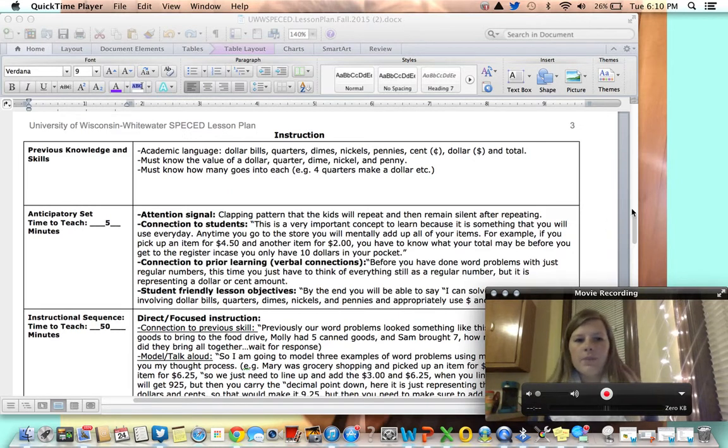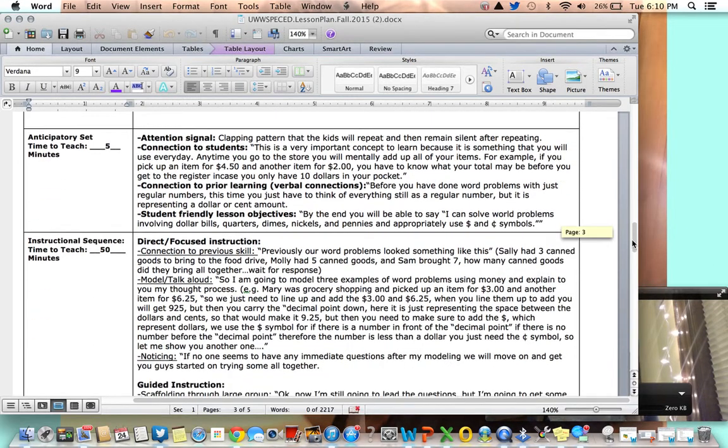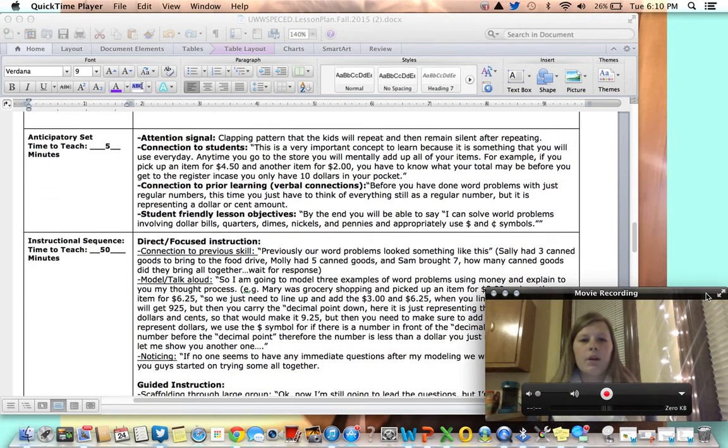So for the anticipatory set, I will use a clapping pattern. The kids will repeat and then remain silent after they've repeated it. I would start with the connection to students and explain to them that it's an important concept to learn because it's something that you will use every day. Anytime you go to the store, you'll mentally add up all your items.